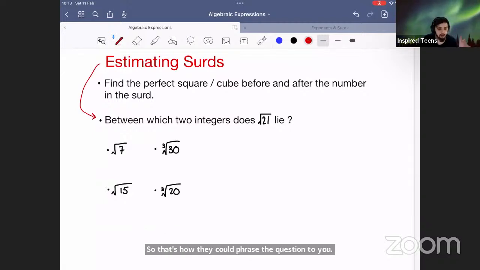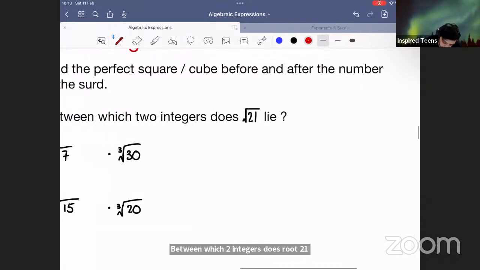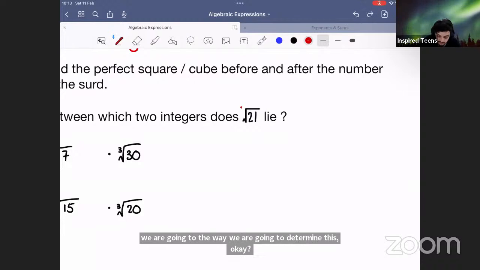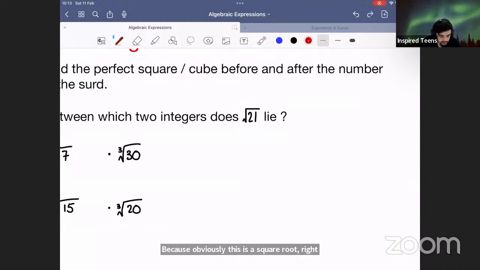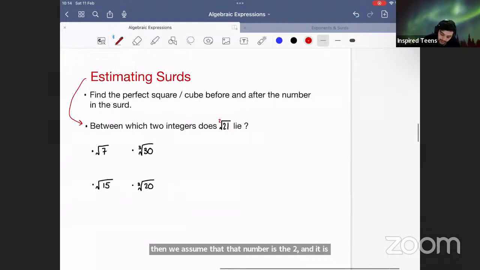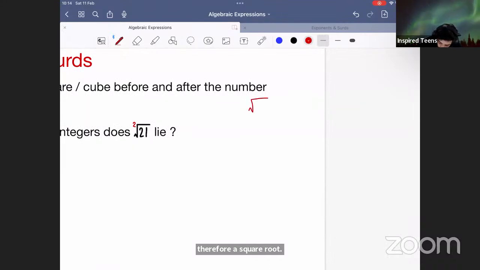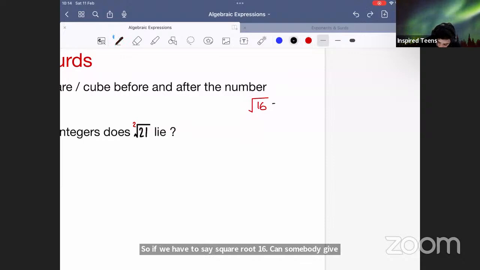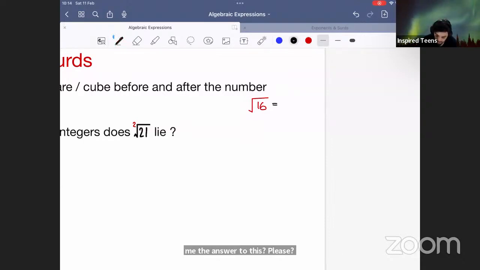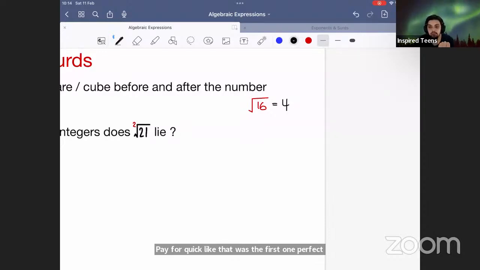So the way we are going to determine this, because obviously this is a square root, right? If there's no number on the surd itself, on the root, then we assume that that number is 2, and it is therefore a square root. So if we have to say square root 16, can somebody give me the answer to this, please? Okay, 4, quick, that was the first one, perfect. So the answer to square root 16 is 4.